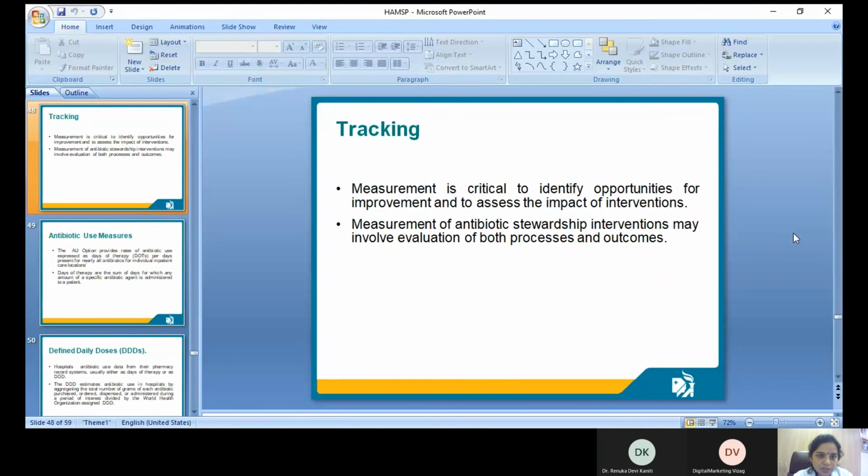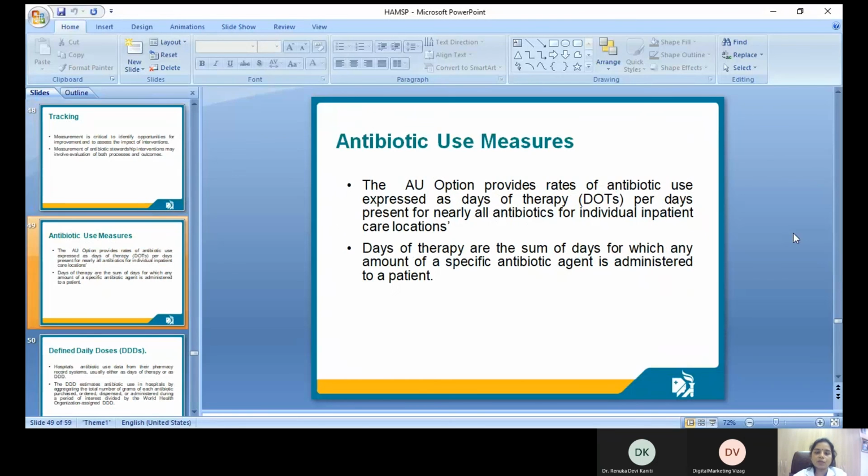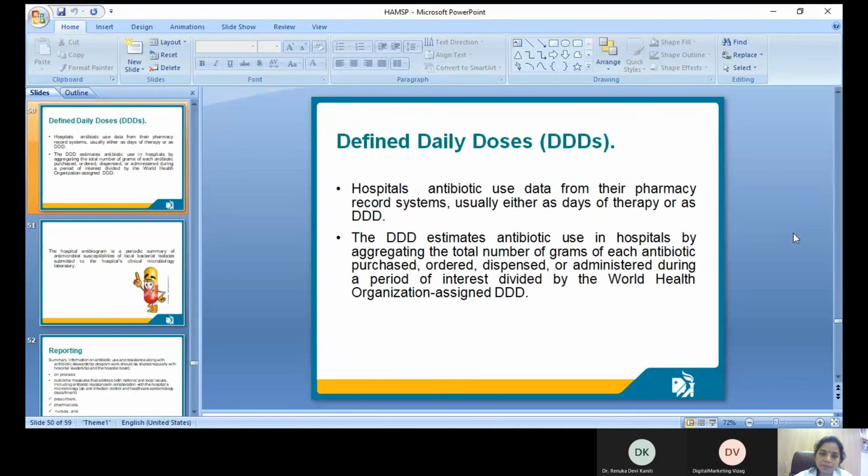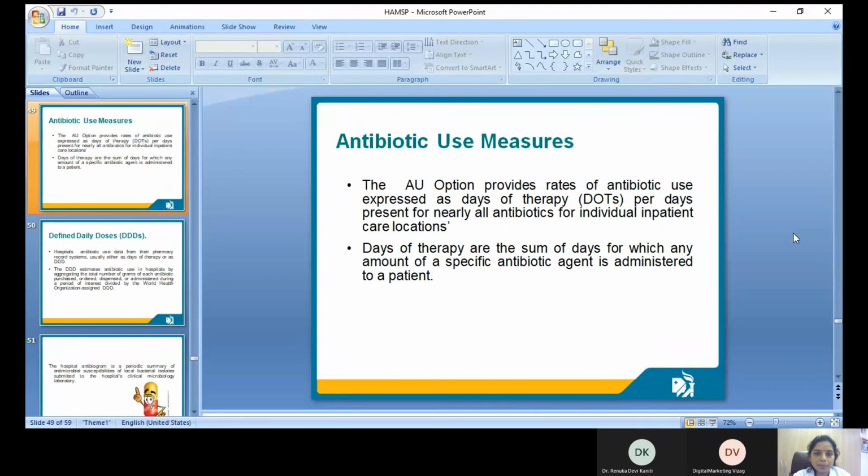So once the interventions are made, it is very necessary to track the results. Measurement of antibiotic stewardship interventions may involve evaluation of both the process and outcomes. This can be done with two quality indicators: antibiotic use measures, days of therapy and DDDs. Days of therapy is the sum of the days for which any antibiotic, or a specific antibiotic agent, is administered to the patient. This we can get from the antibiotic use measures.